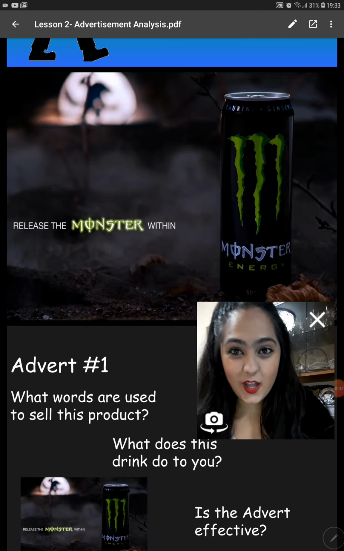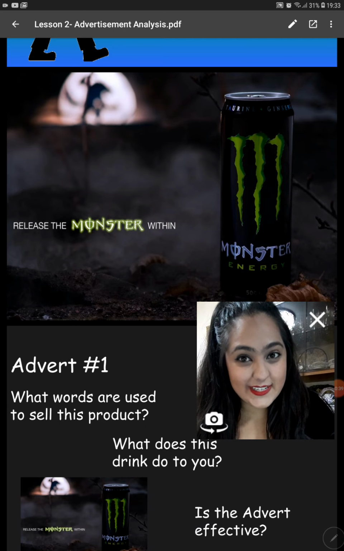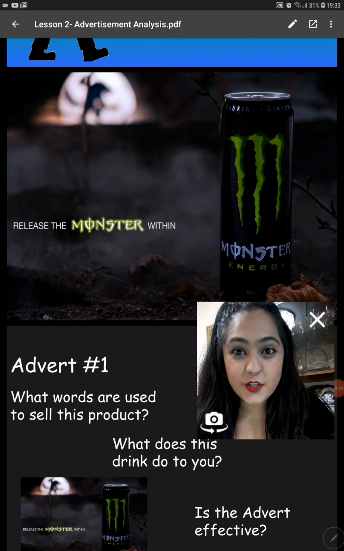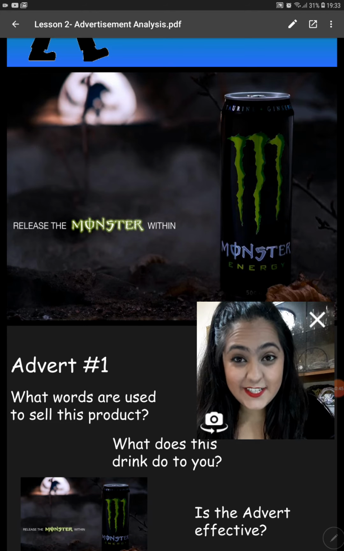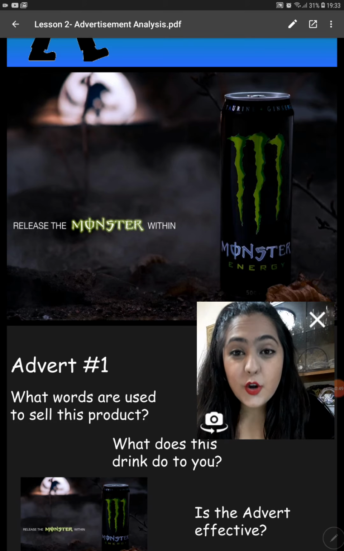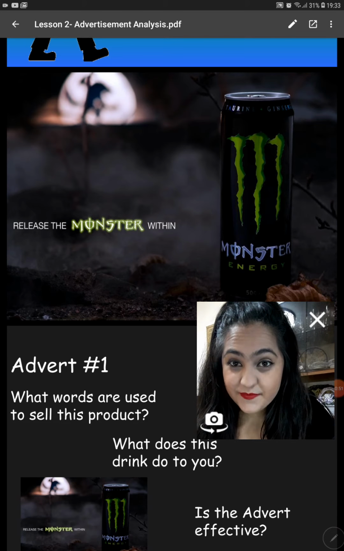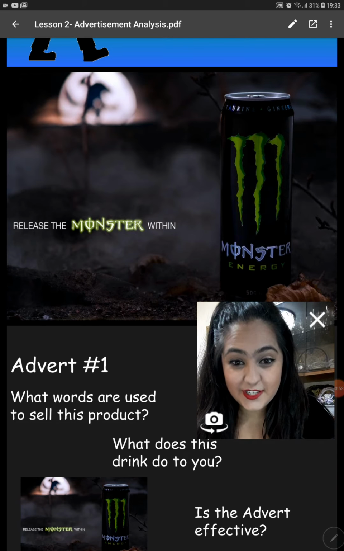Now, I know a lot of you know about this drink. This is called Monster. It is a very high in caffeine drink. That means it has a lot of caffeine in it, which gives you a lot of energy. And that's why it's an energy drink.